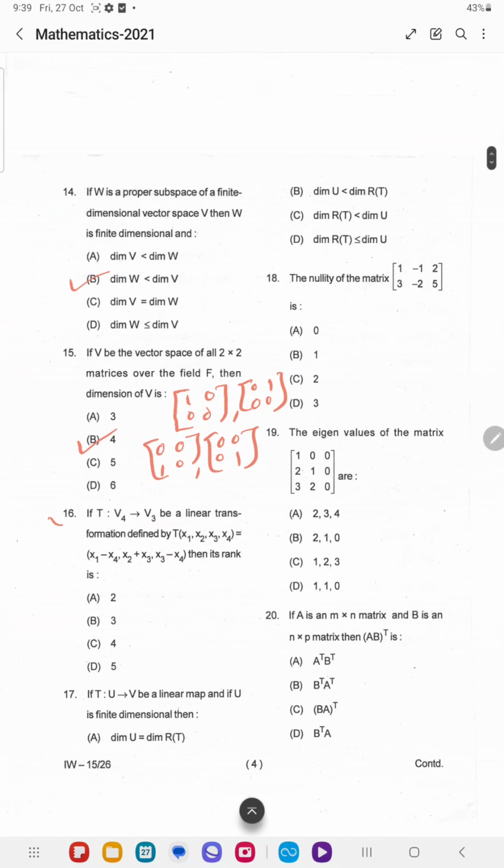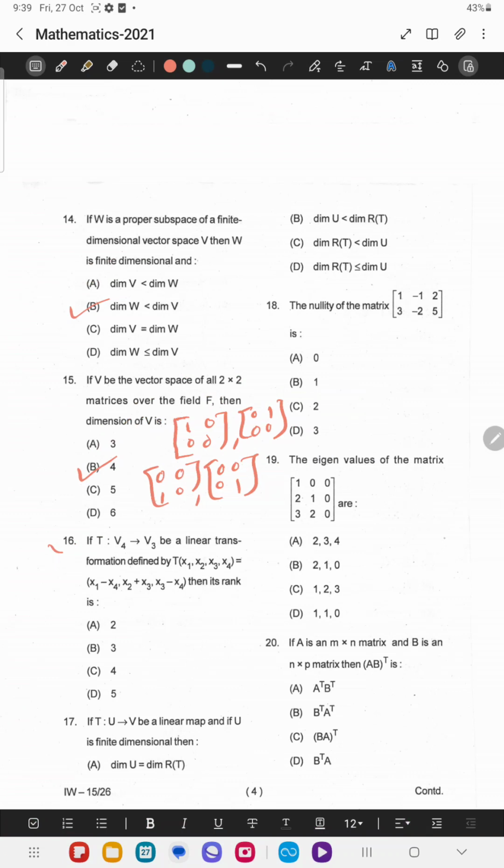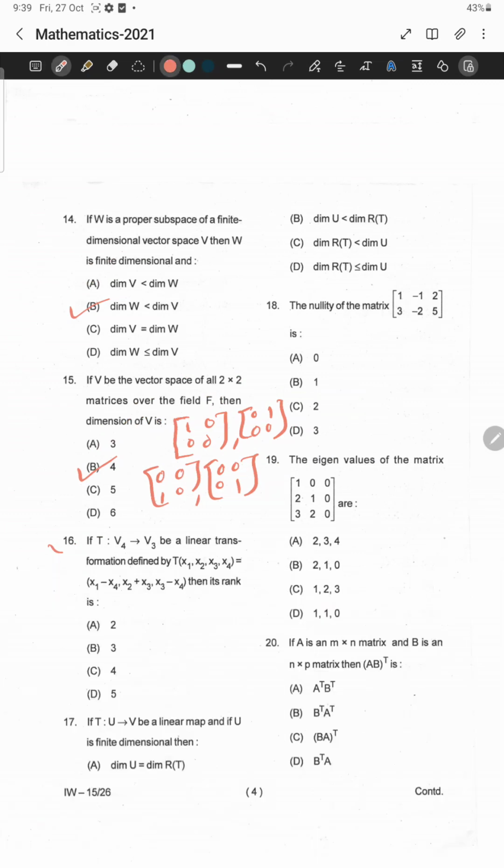Let me write here: the codomain is V3. So the range can be at most V3; its dimension cannot exceed 3. So options C and D cannot be true. Maybe either option A or B is true. Let us verify whether option A is true or whether B is true.